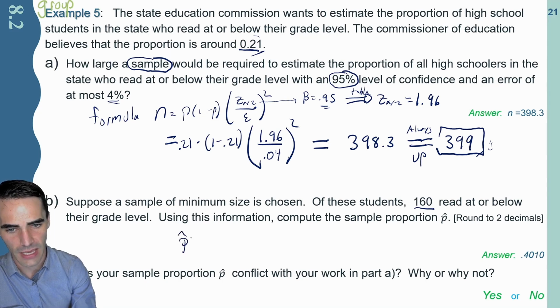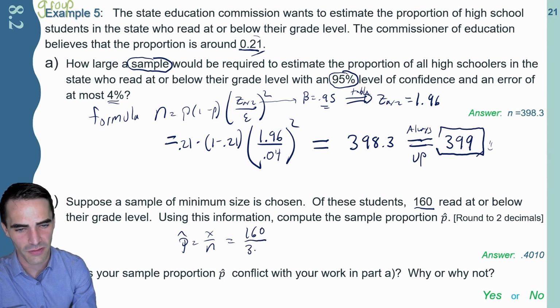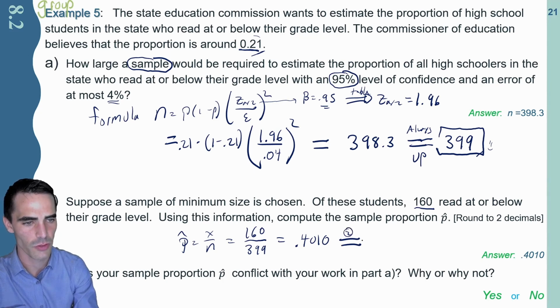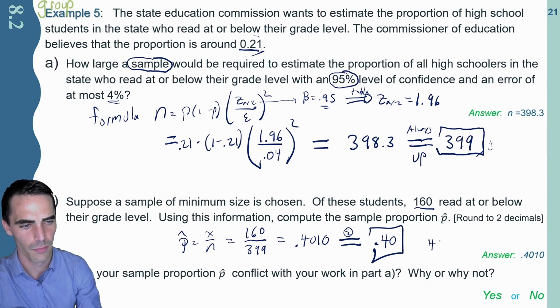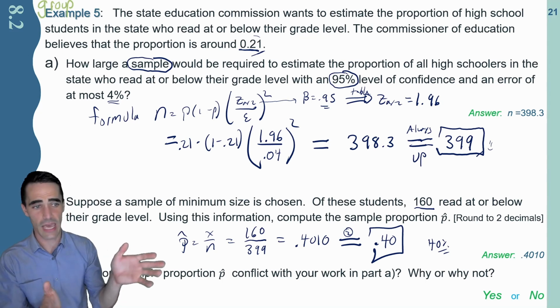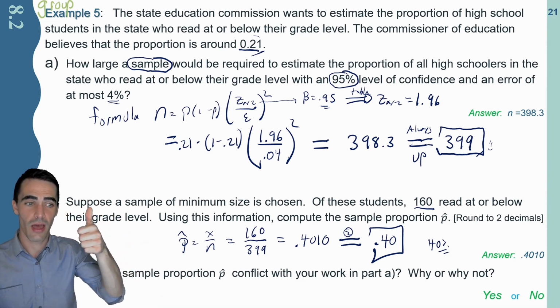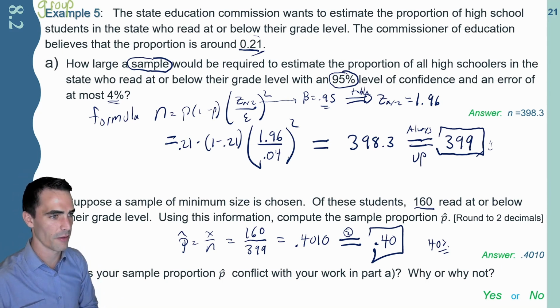All right, no problem. P hat is always equal to x divided by n. Start off with the formula. It looks like I had 160 individuals doing what we were interested in, in this case reading at or below grade level. And so I can write that over my sample size of 399. As a decimal, it should be 0.4010, or in this case, they want me to round to 2 decimals. I can do that, 0.40. Or as a percentage, I can look at that as 40% are reading at or below grade level. Again, at grade level is perfectly fine, below is not, but that means that 60% of students are reading above their grade level. That's a great thing.